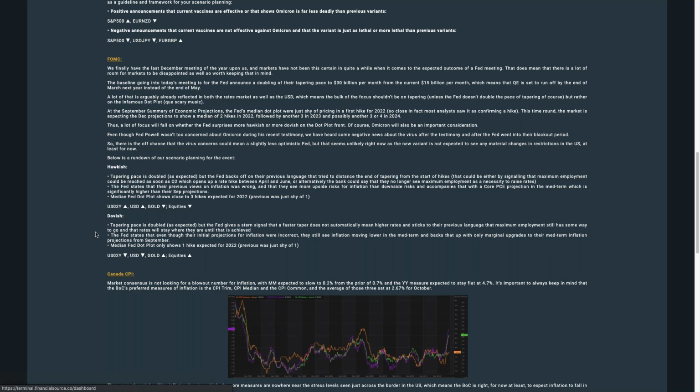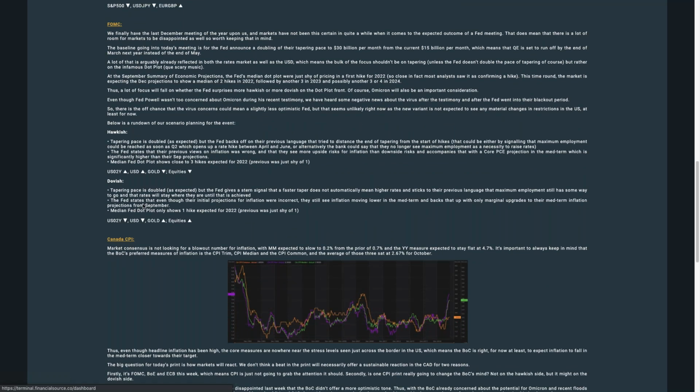Now, the dovish outcome would be if they don't double the pace of tapering. If they keep tapering the same, that would be ultra dovish, fantastic for gold. That would be a lot of dollar downside. But if they still double the taper pace, which is largely expected, but they give a stern signal that a faster taper doesn't automatically mean higher rates, they stick to their previous desire to see employment back up to pre-COVID-19 levels, they want to see maximum employment, still some way to go. And if they state that even though they got inflation wrong, they still think inflation is moving lower medium term, which is kind of the more received wisdom across the world.